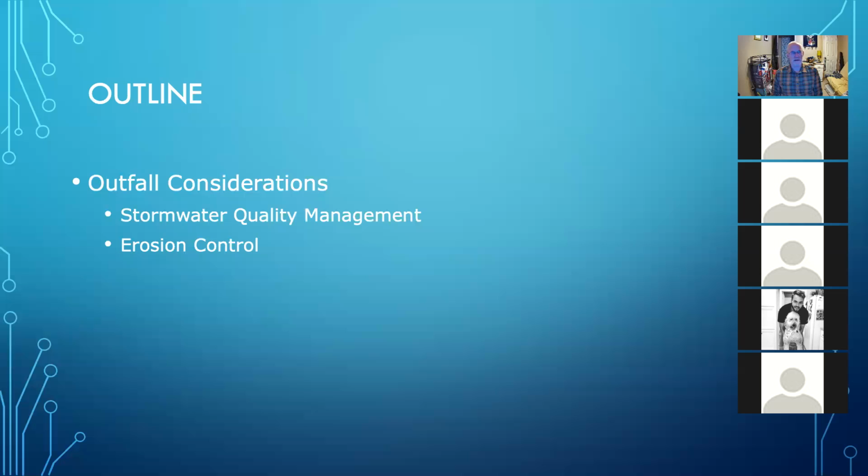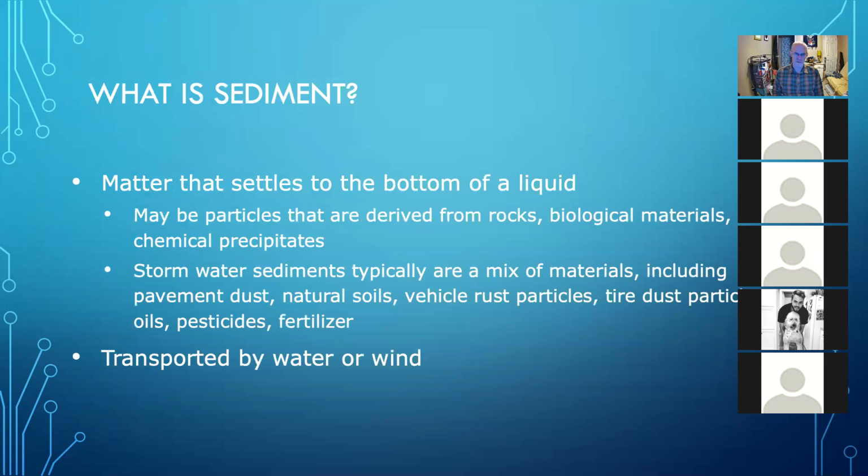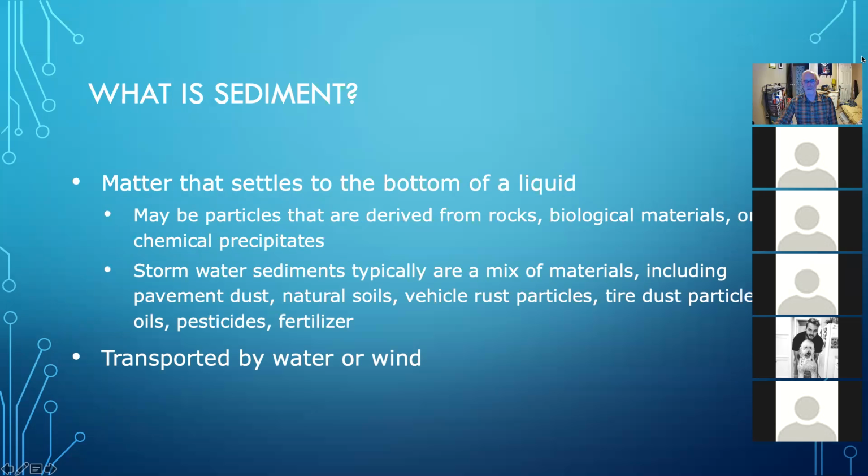And so the outline for this short discussion is a little bit of overview on stormwater quality management considerations and then erosion control. So we'll first start the story off by talking about sediment. What is sediment? So it's matter that settles to the bottom of a liquid. It can be particles derived from rocks, biological materials, or chemical precipitates.